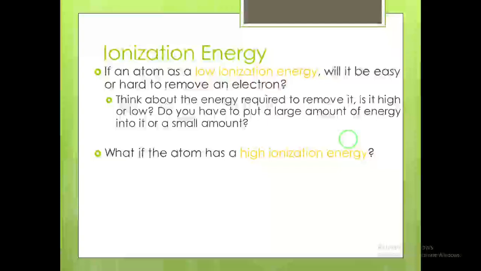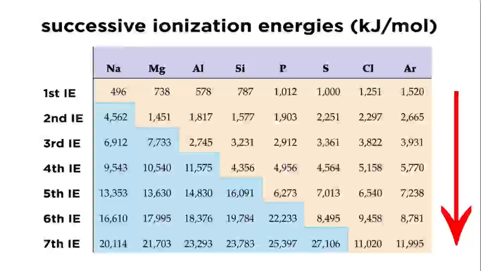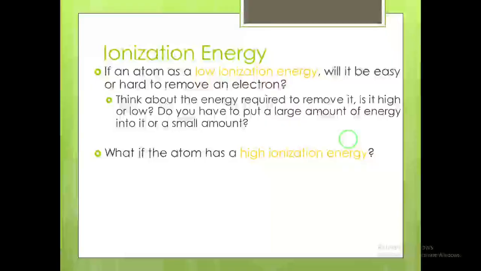Now, ionization energy can also be in levels. We can have the first ionization energy, which is to remove the first valence electron. The second ionization energy is required to remove the second valence electron. The third ionization energy, and so on. From the first to the second, there is a very large increase in ionization energy. So as we try to remove more electrons from the same shell, the amount of energy we need to supply increases largely.